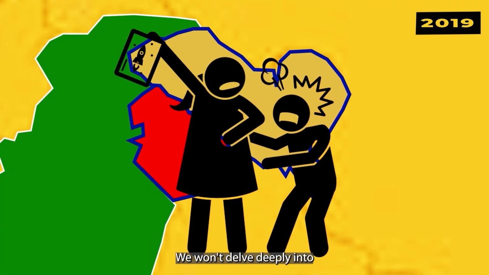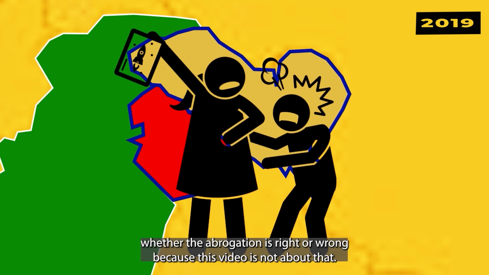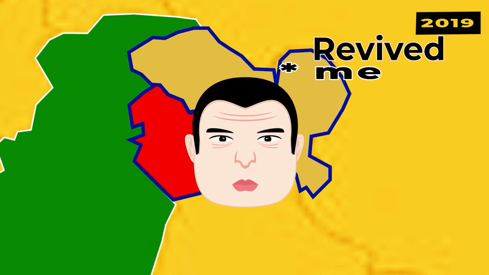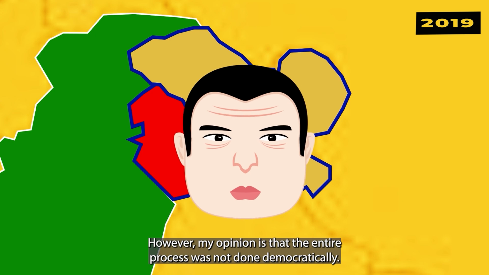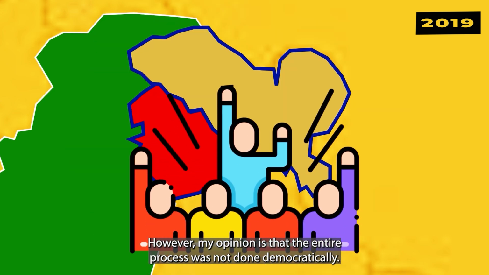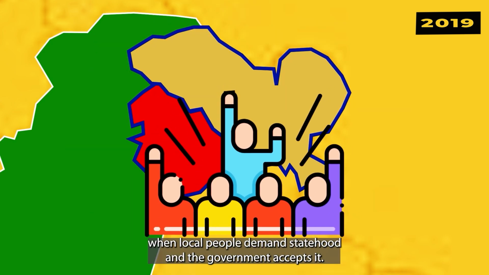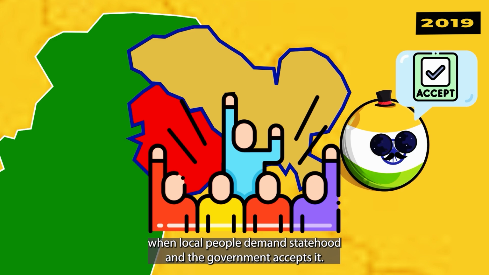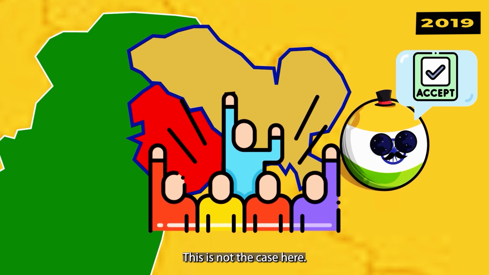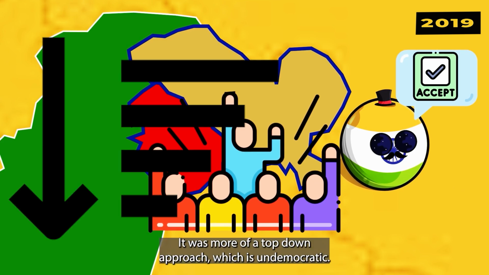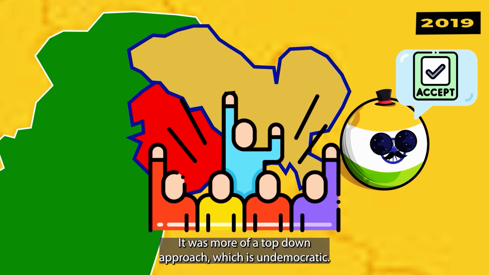We won't delve deeply into whether the abrogation is right or wrong because this video is not about that. However, my opinion is that the entire process was not done democratically. As we've seen in this video, when local people demand statehood and the government accepts it, this is not the case here. It was more of a top-down approach, which is undemocratic.